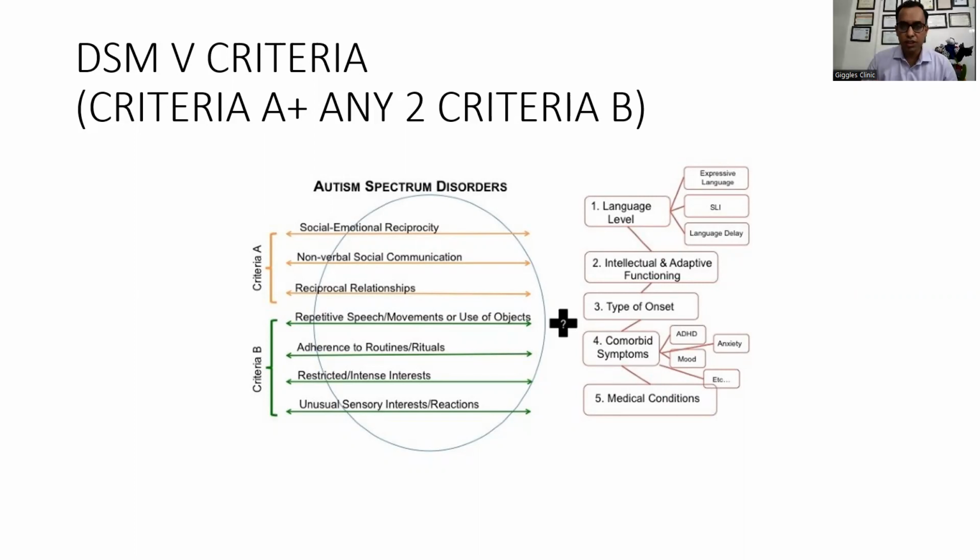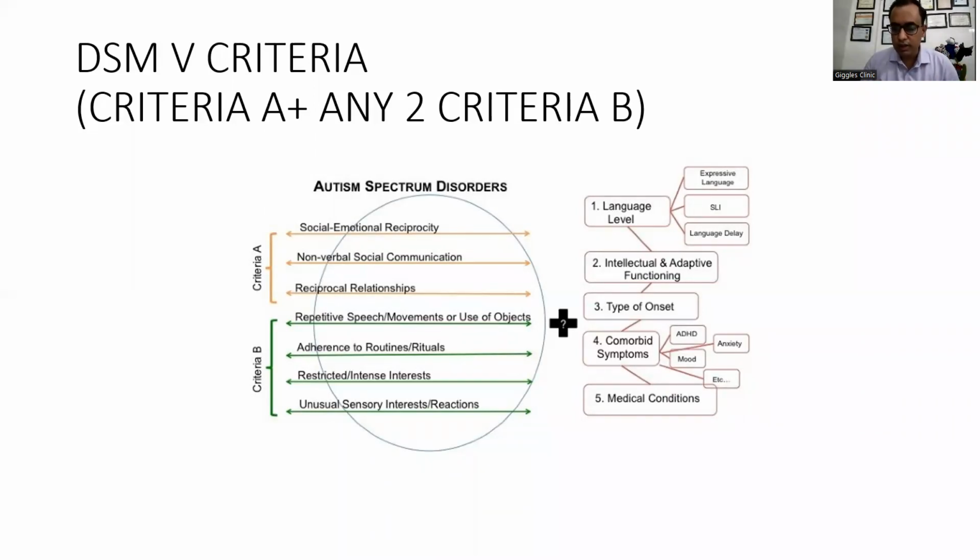The third is relationships. That means, what I was telling you, social emotional relationships, or the ability to understand or build relationships with others, how to maintain relationships, or emotional dysregulation. So this is the criteria A.